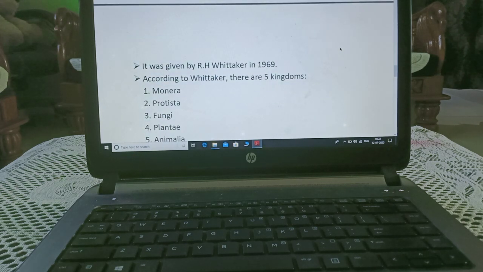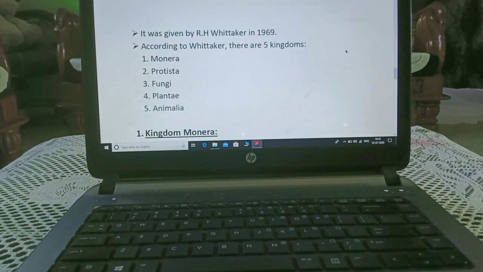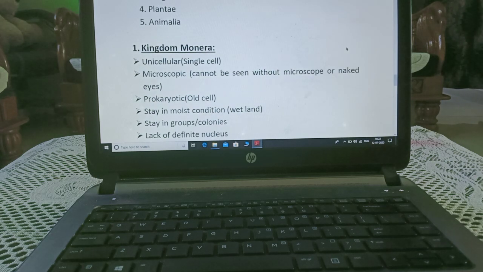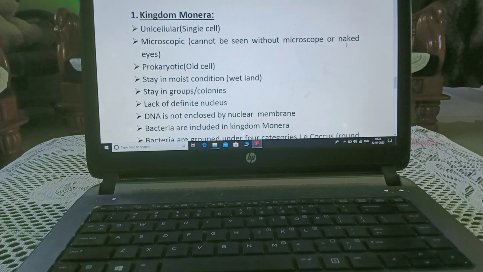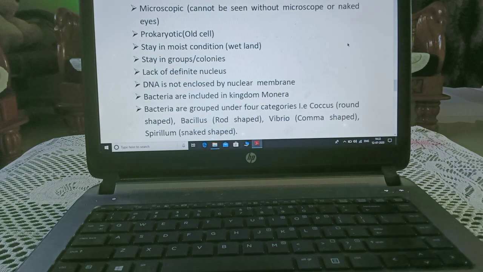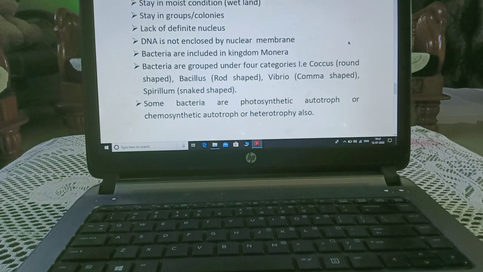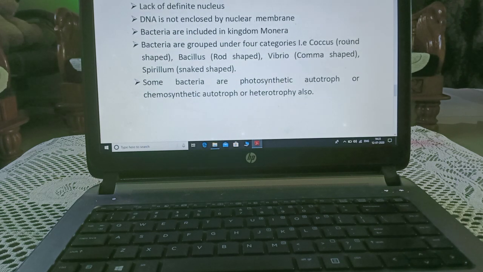It was given by R.H. Whittaker in 1969, and according to Whittaker there were five kingdoms as I told you: Monera, Protista, Fungi, Plantae, Animalia. We are starting with kingdom Monera. They are unicellular, meaning single cell, and microscopic, we can see them only with the help of a microscope. Prokaryotic, old cell, they stay in moist conditions, meaning wet areas. They stay in groups or colonies. They have the absence of a definite nucleus. DNA is not enclosed by a nuclear membrane.